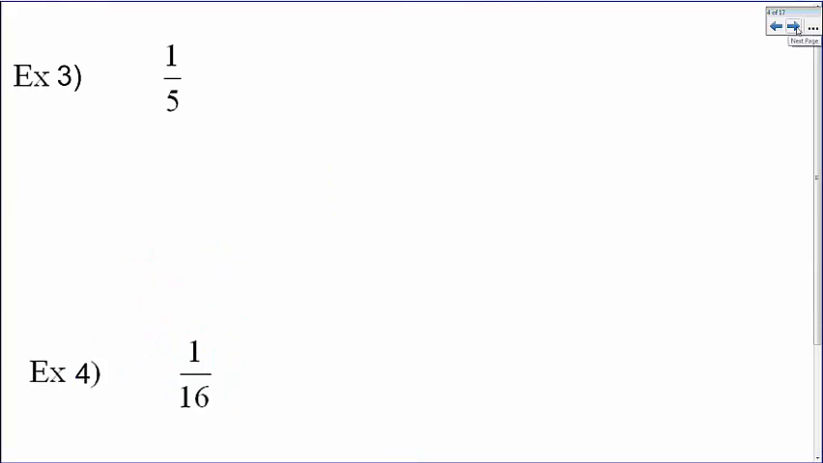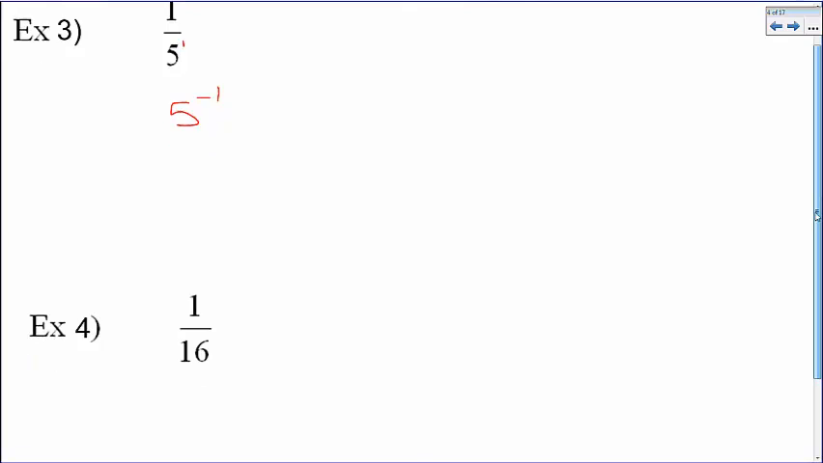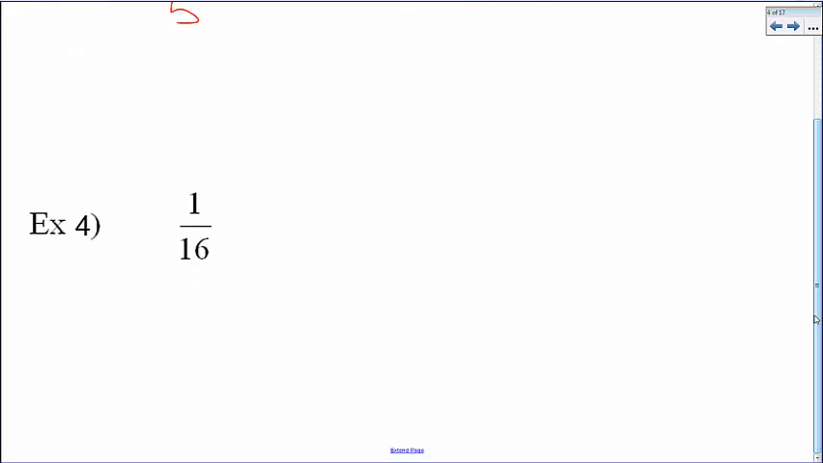In examples 3 and 4, I have a fraction. Now I know what you're thinking. How do I factorize a fraction? Oh my goodness! Remember that we can rewrite fractions with no denominators by negating the power of the term in the denominator. In example 3, we can easily see that 1/5 can be rewritten as 5 to the negative 1 power, and we're done, because 5 is its own LCB.